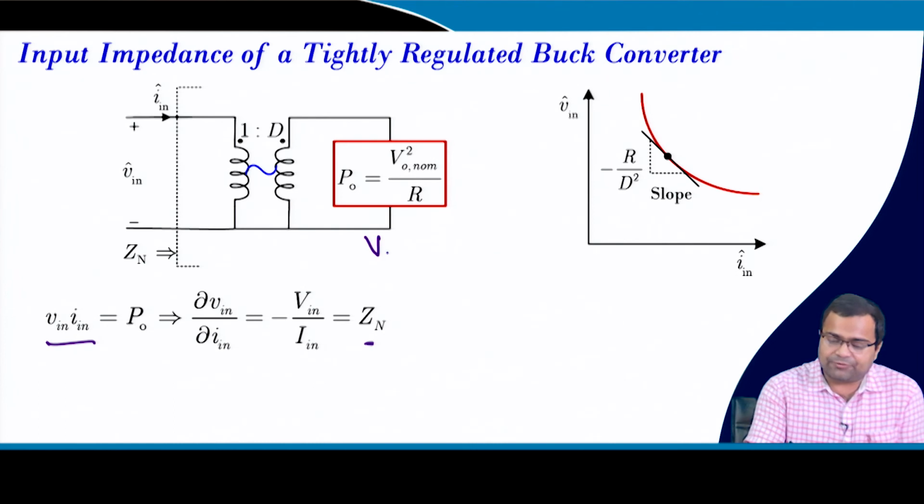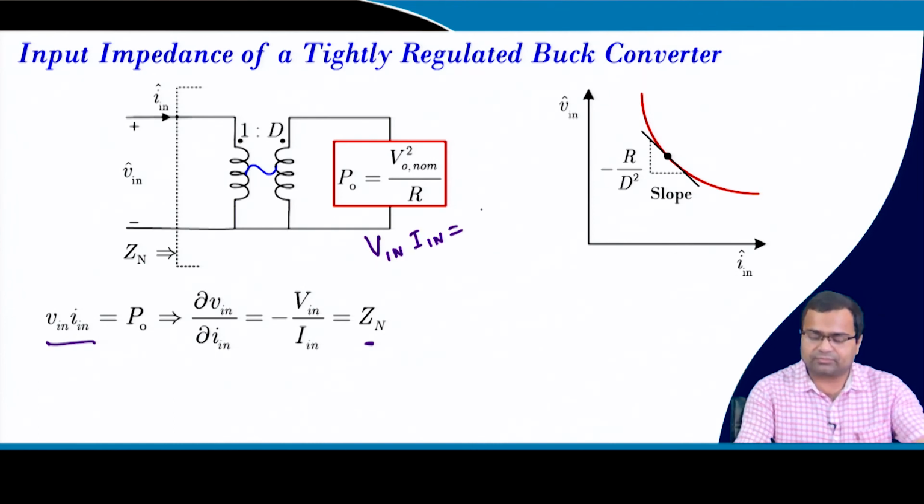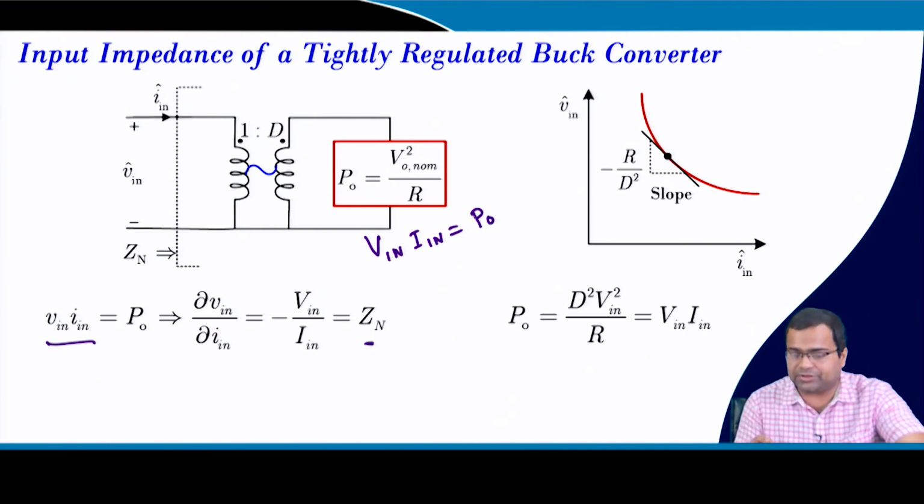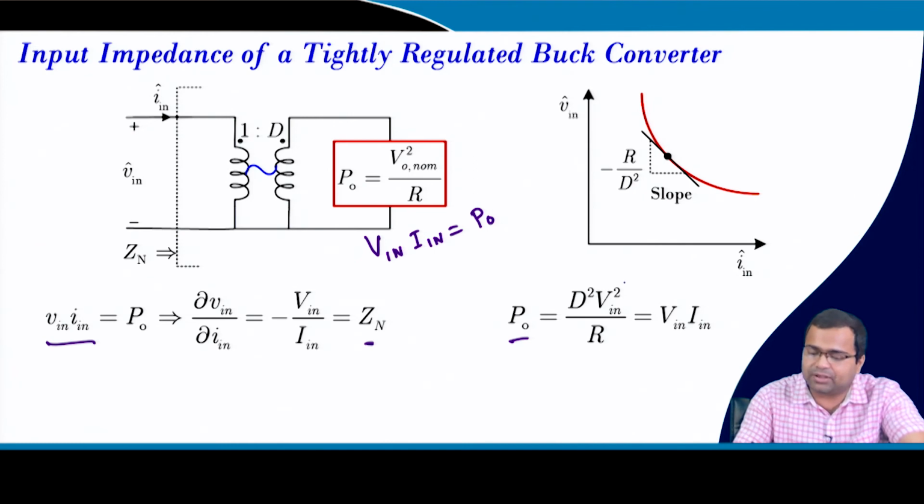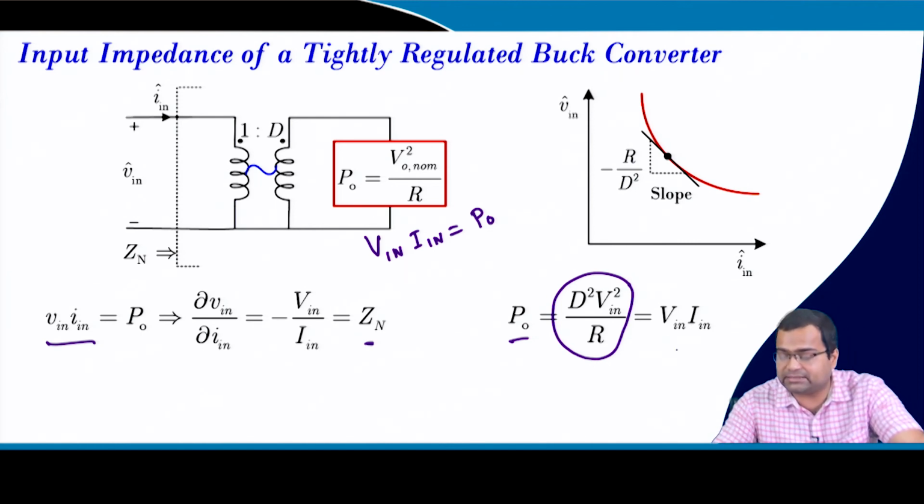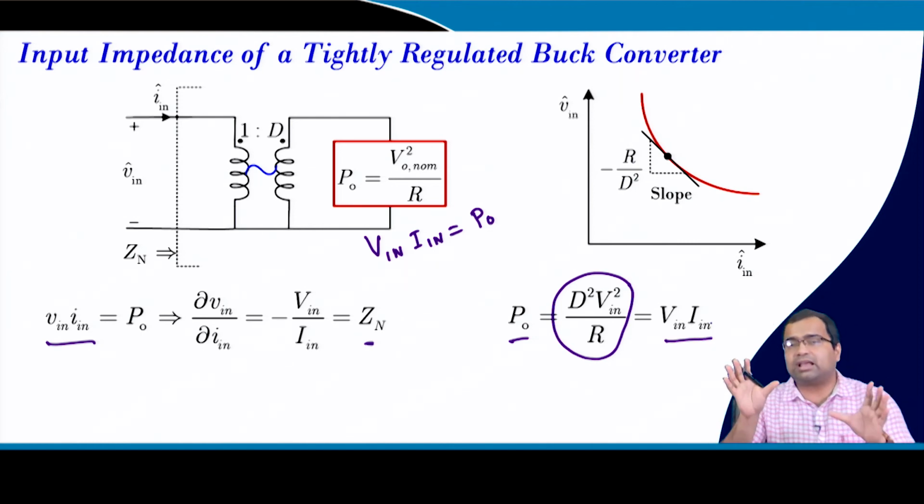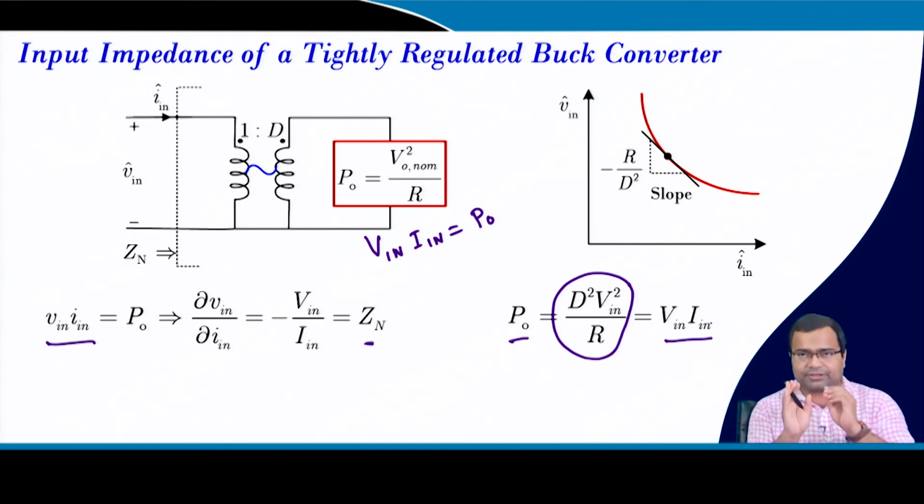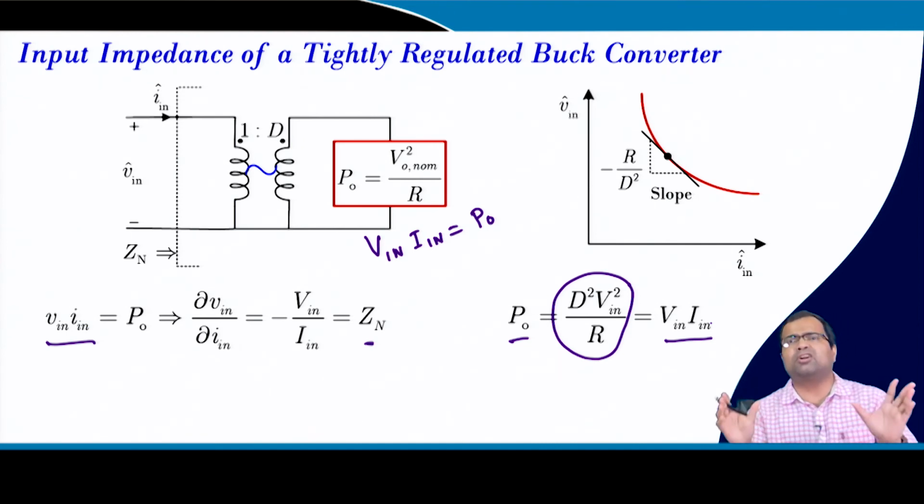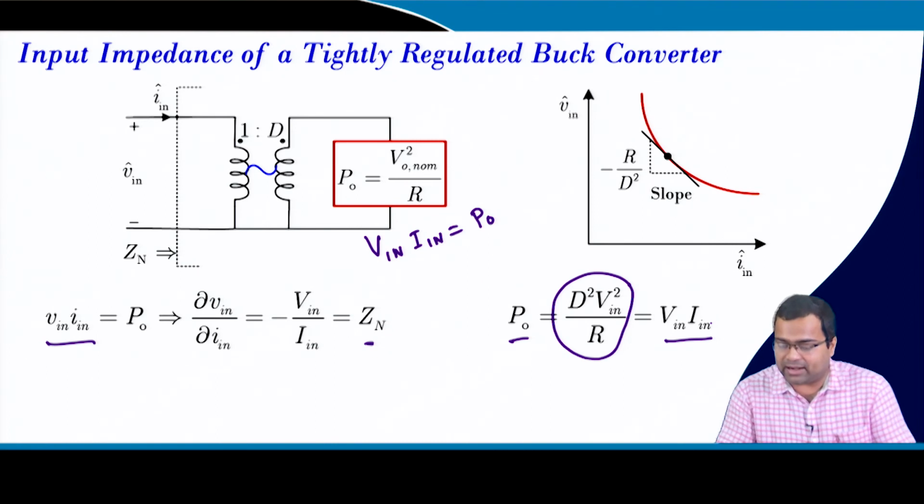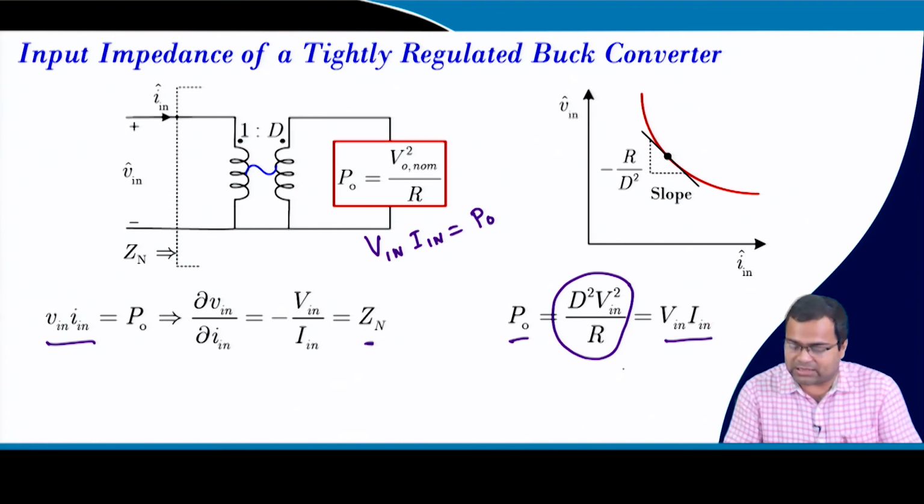We know that Vin into Iin is nothing but our P0, right. So, if you substitute, P0 is nothing but, we already discussed, D into Vin whole square by R, and this can be written as Vin into Iin, because we are assuming it is a lossless converter for the time being. So, input power and output power are same. From here we can find out what is my Vin by Iin.